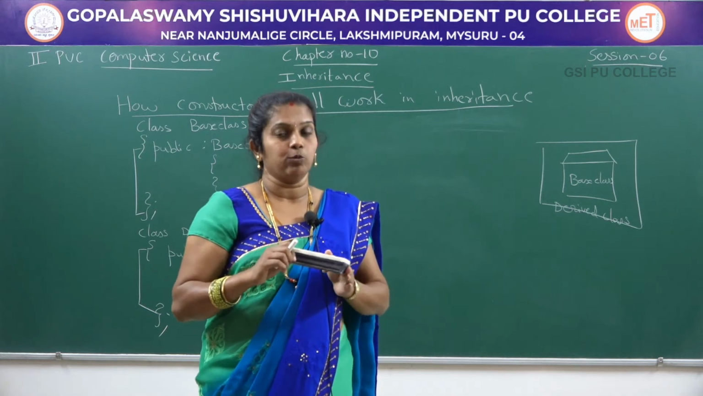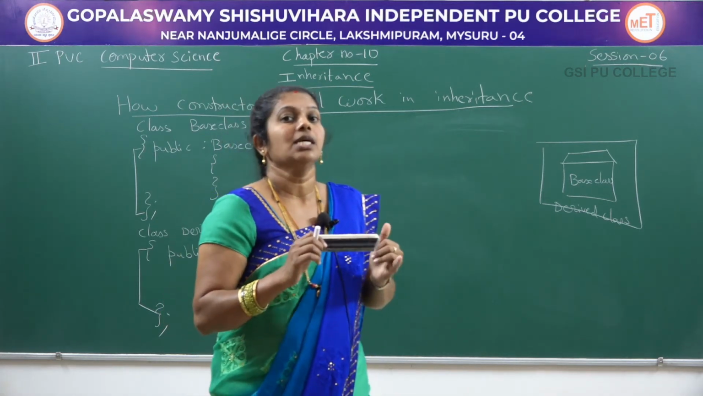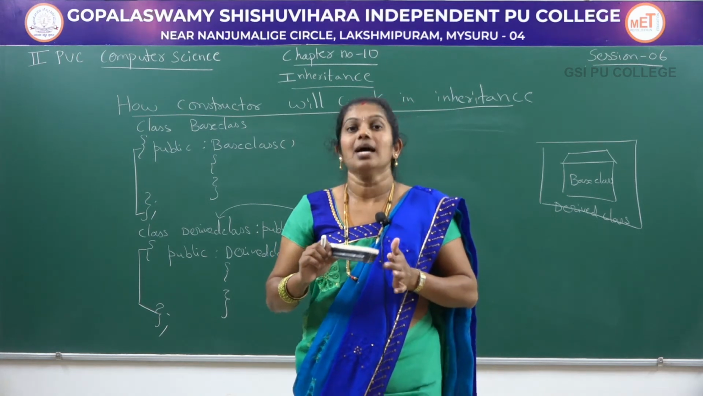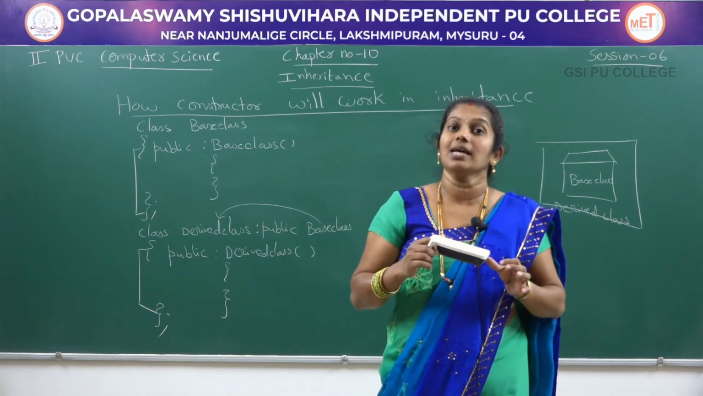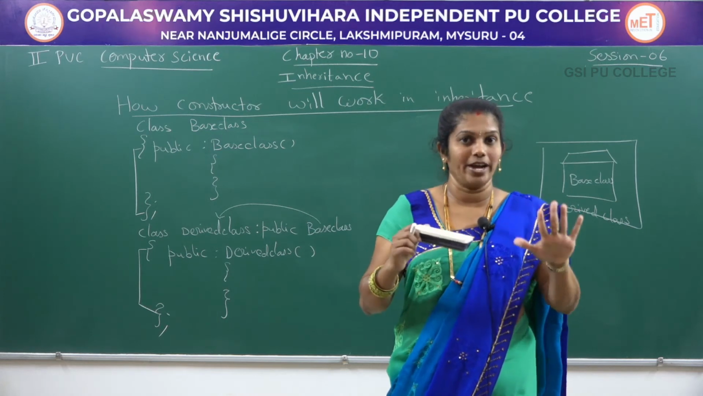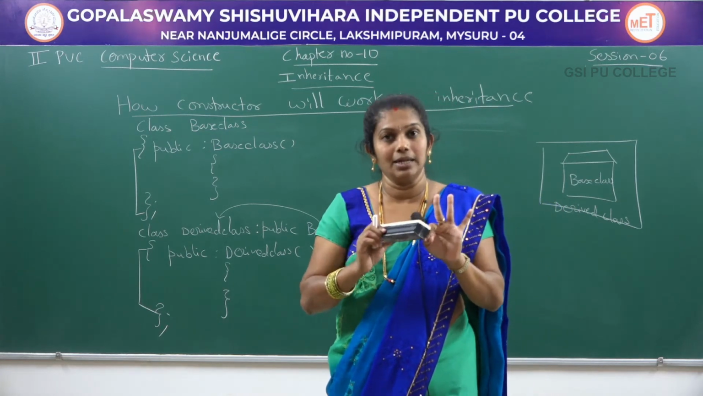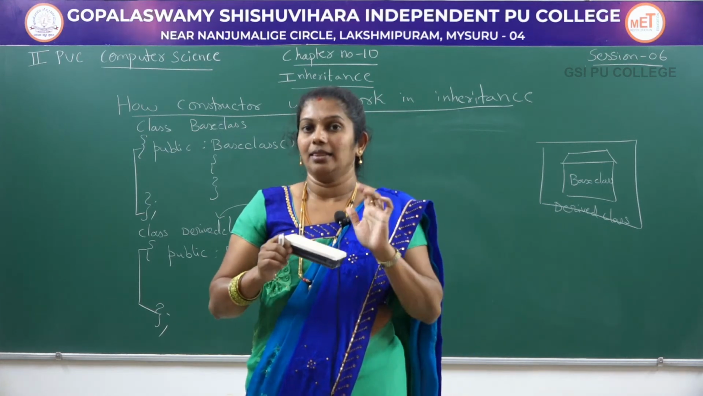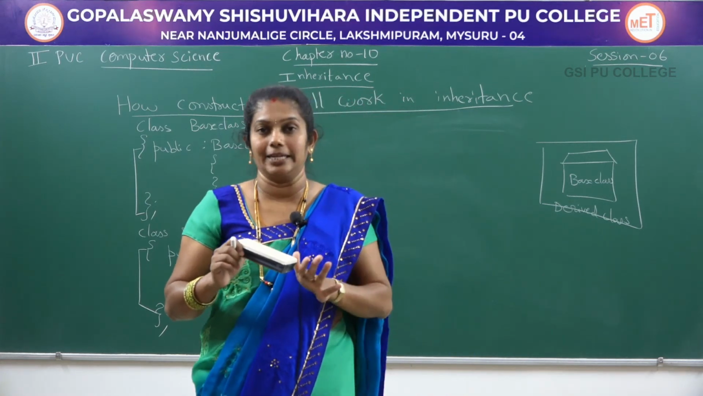Then which are the different types of inheritance we have? That is single level inheritance, multi-level inheritance, multiple inheritance, hierarchical inheritance as well as hybrid inheritance. 5 types: single level, multi-level, multiple, hybrid as well as hierarchical. These are the 5 types of inheritance.